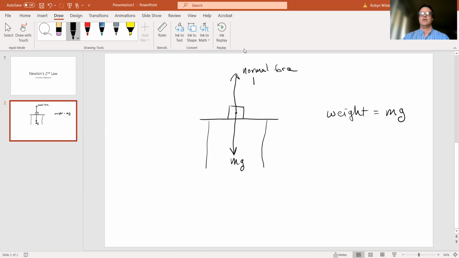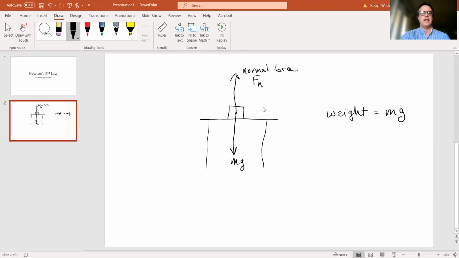And I'll usually label this as F sub n. The reason it's called the normal force, that's a mathematical term. The normal force is always perpendicular to the surface. So it's always perpendicular to the surface that the table is on, or that the object is on. Could be the ground, it could be the table, it could be any other surface.